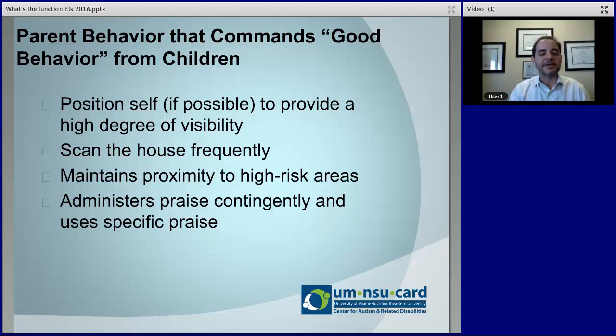And you want to administer praise contingently and use specific praise. I like the way you're sharing that. I like the way you're playing. Keep playing quietly. You're doing a good job.